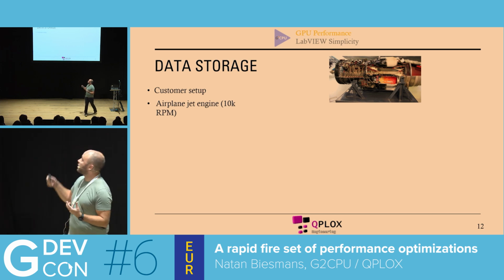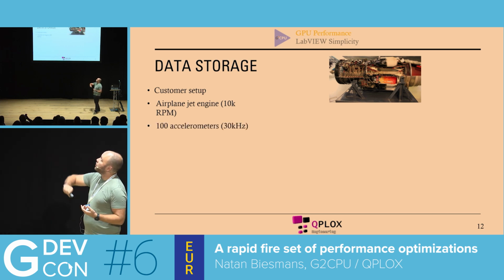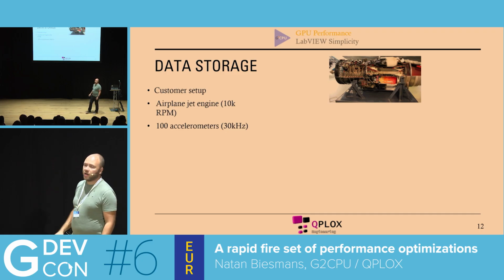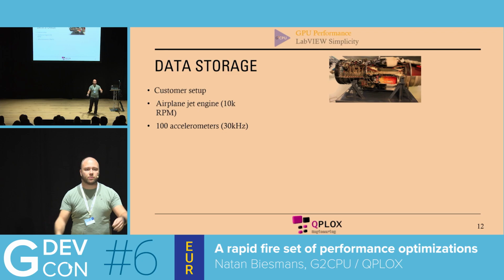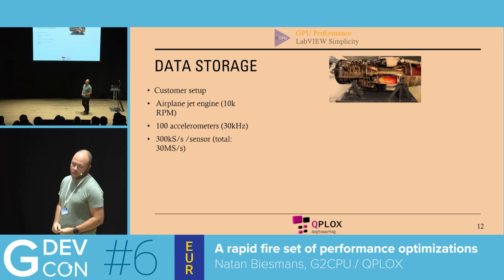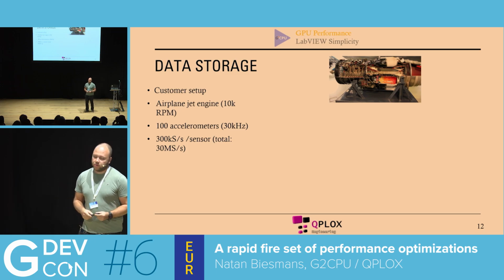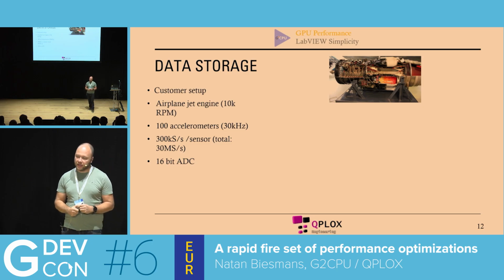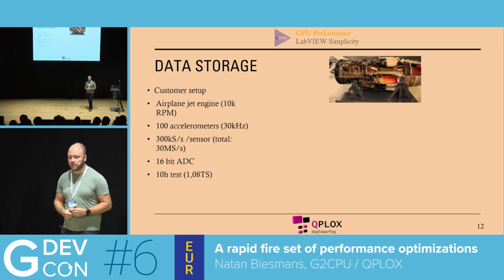I want you to consider a customer setup. We have an airplane jet engine, about 10,000 RPM. We have 100 accelerometers all over the place. We're trying to measure what is happening, how it's performing. We're doing about 300 kilosamples a second per sensor for a total of about 30 megasamples a second. And we have a 16-bit ADC, quite important. That's our resolution. That's the accuracy of our system.